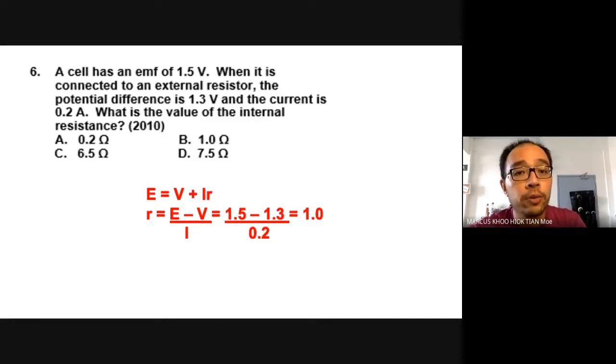0.2. Because as I said, the single most important thing whenever we're talking about EMF is the current flow is the same throughout. In different circuits, different current, but in the same circuit, the current flow is the same. Whether it's going through the battery or the resistor, internal resistance, external resistance, current flow is the same. All right, good. Number 7.